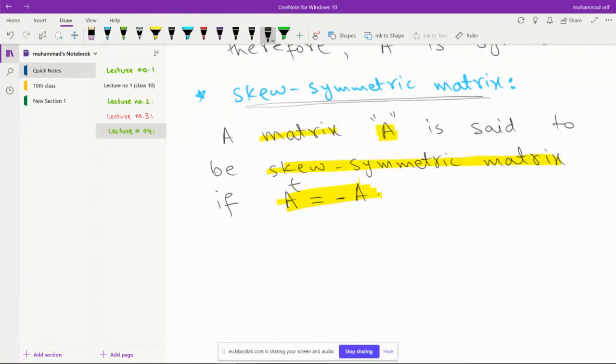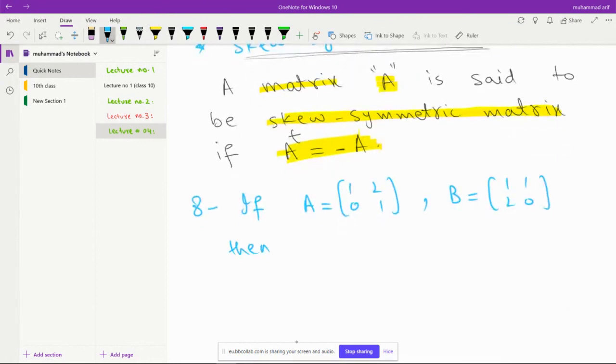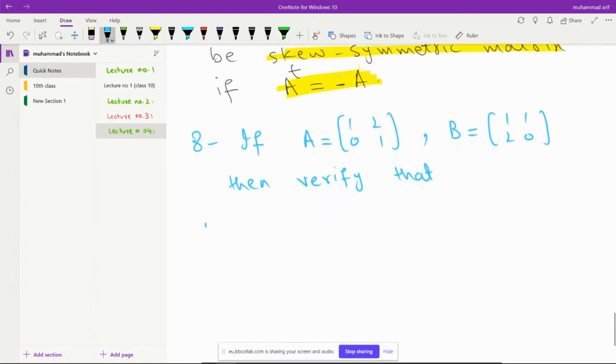Here we solve question number 8. Question number 8 is, if A is equal to 1 2 0 1, B is equal to 1 1 2 0, then first of all verify that. First part is A plus B whole transpose is equal to A transpose plus B transpose.